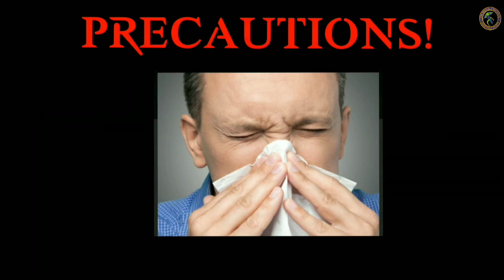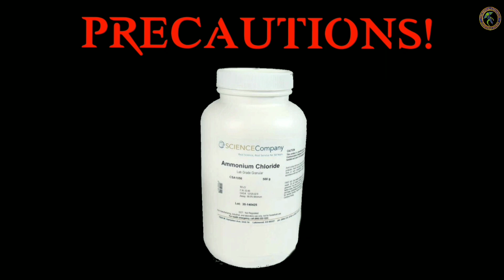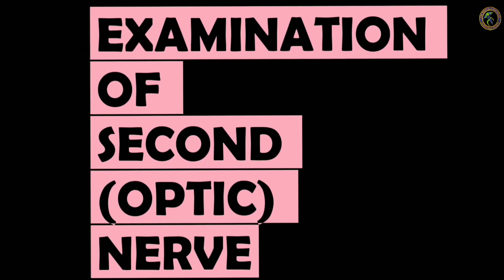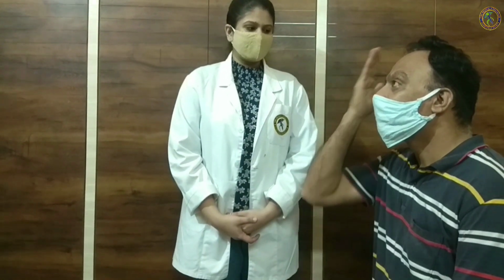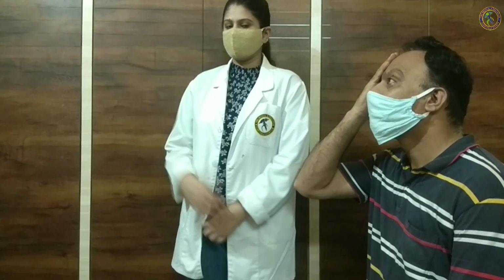Precautions to take: exclude common cold and avoid irritating substances like ammonium chloride. Examination of second cranial nerve. Test for distant vision. It is done with the help of Snellen's chart. Make the subject sit and close one eye and read the Snellen's chart.